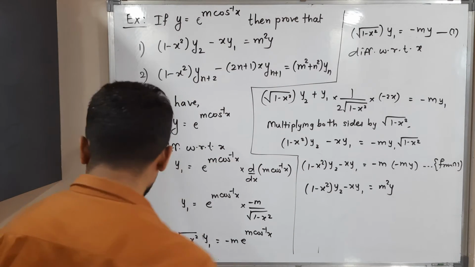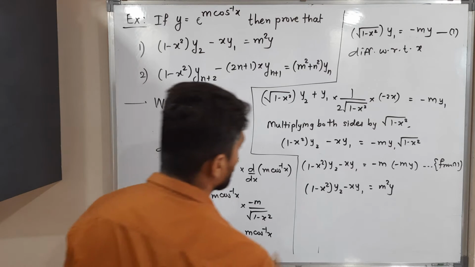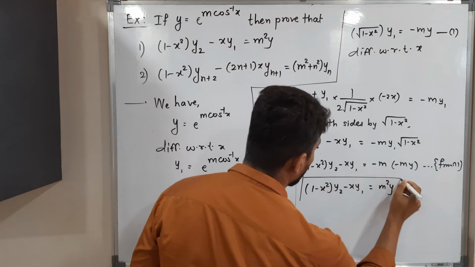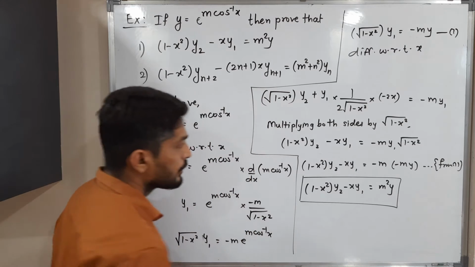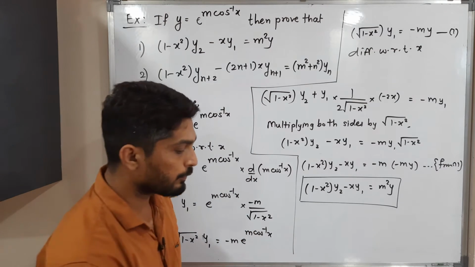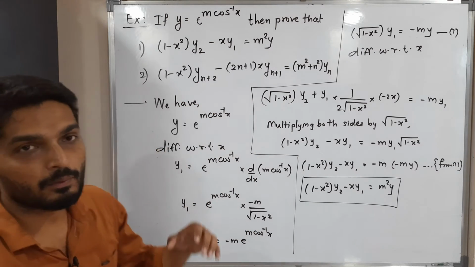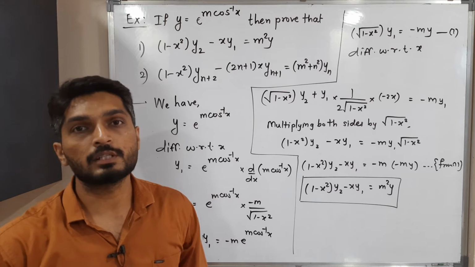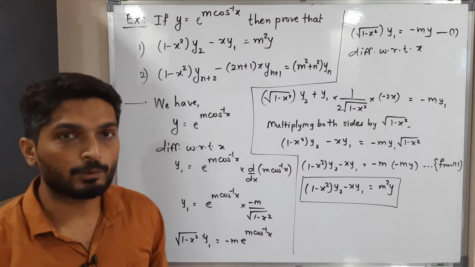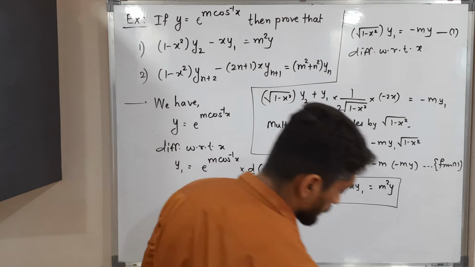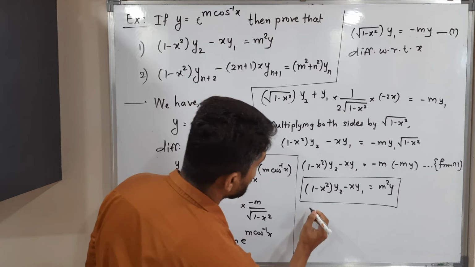Yes, we finished the first part here. Let me highlight it. So in this way we finish the first part. We have to go for the second part. As you can see here, n plus 2. That means we are supposed to find the nth derivative now. Let us take the nth derivative. See, taking the nth derivative of both sides.